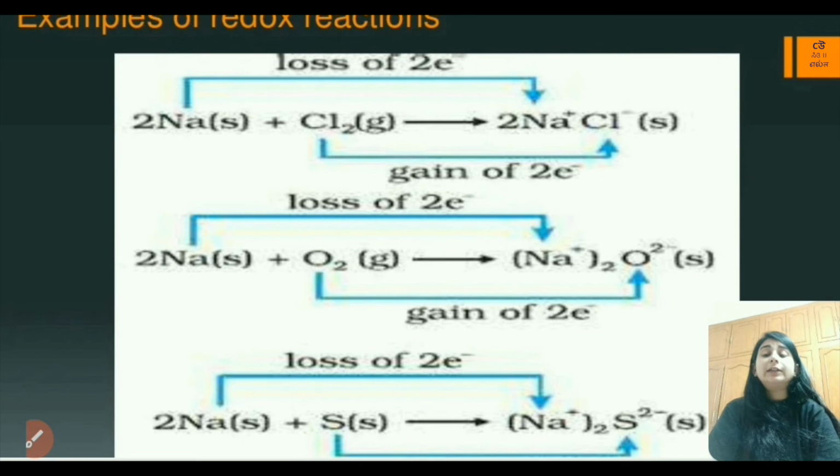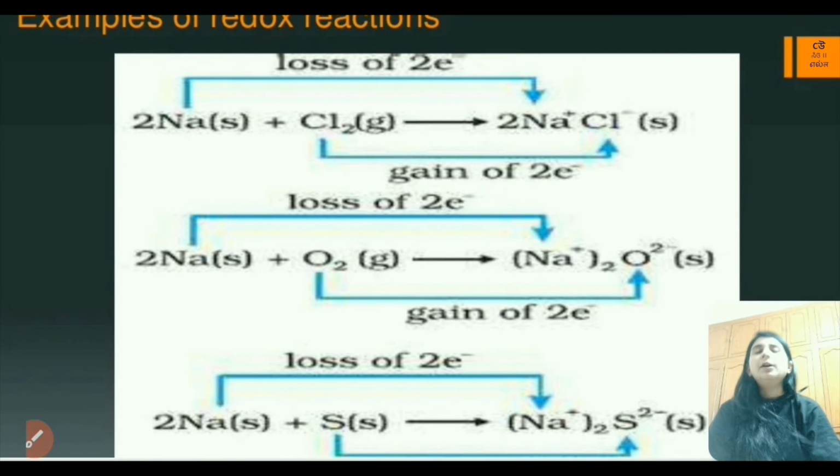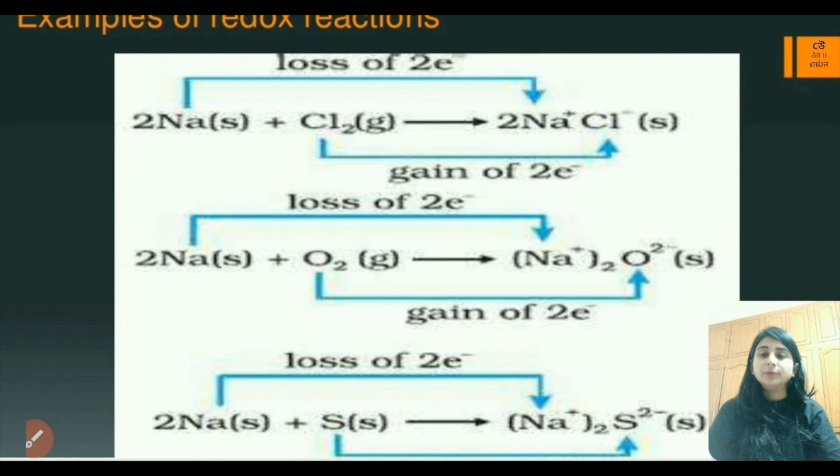Oxidation and reduction can also be learnt in terms of gain and loss of electrons. Oxidation is losing of electrons, while reduction is gain of electrons. So whenever you see a substance which is losing electrons, we'll say that this is an oxidation reaction, or we can say the substance is getting oxidized. Whereas whenever the substance is gaining electrons, we can say that it's getting reduced.